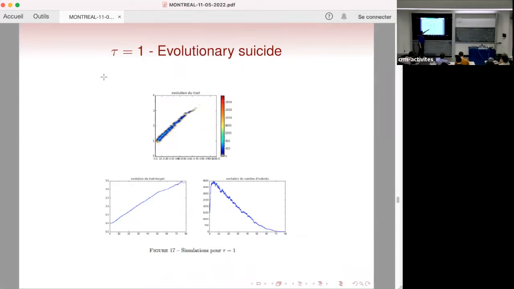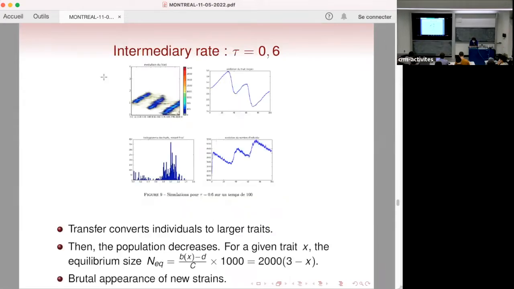Here you have the increase of the mean trait, and here you have the population size, which goes to a certain value and then goes down until extinction. Okay. So what happens between both? We made a simulation with this rate, 0.6, and we obtained this picture, which was really amazing. And I think that I will take the end of my professional life to understand what happens mathematically, I say.